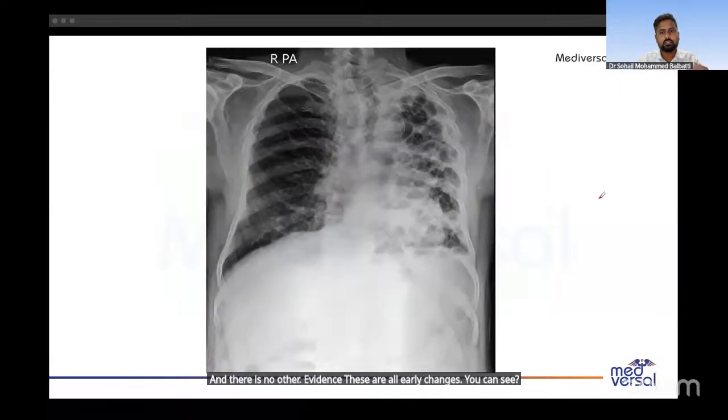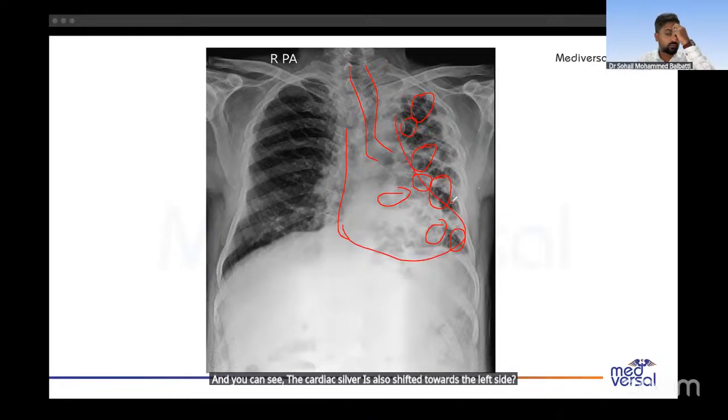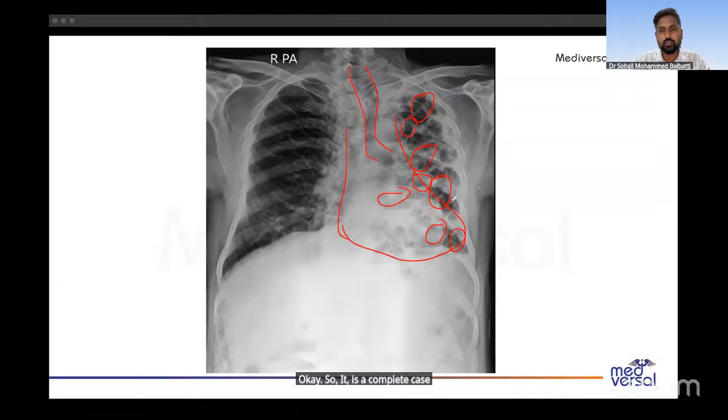So this is an X-ray of a patient. You can see left-sided cystic shadows. It's a completely destroyed lung on the left side. This patient had a past history of multiple episodes of tuberculosis, so we thought it was due to post-TB sequelae. On the left side, you can delineate the trachea here. It is shifted towards the left side. So there is evidence of volume loss, and you can see the cardiac silhouette is also shifted towards the left side. So it is a case of left-sided volume loss, which could be due to fibrosis and cystic bronchiectasis.